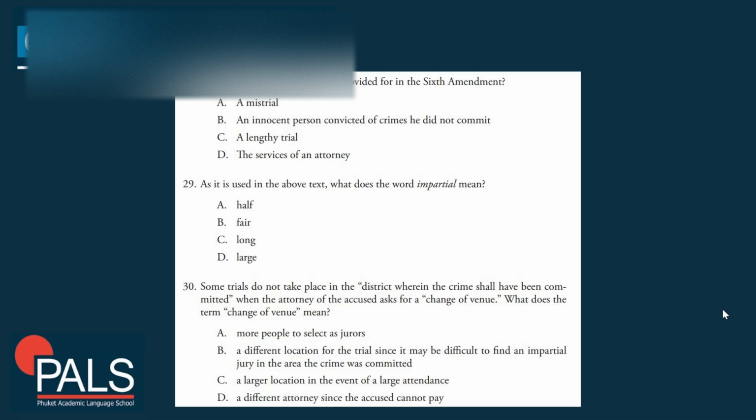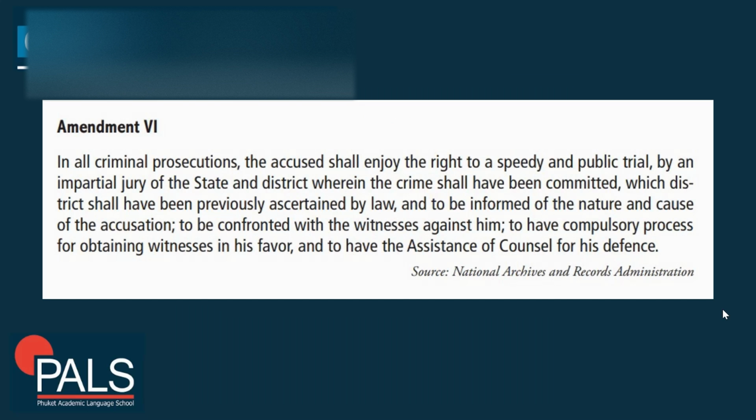28 asks us, which of the following is not provided for in the Sixth Amendment? A, a mistrial. B, an innocent person convicted of crimes he did not commit. C, a lengthy trial. Or D, the services of an attorney. You could go back and look at the text, look at what's written in there. You can pause the video and look for all of those.